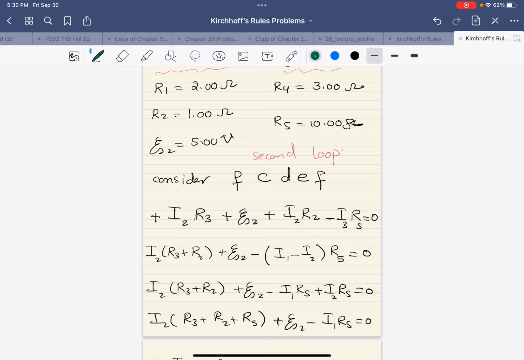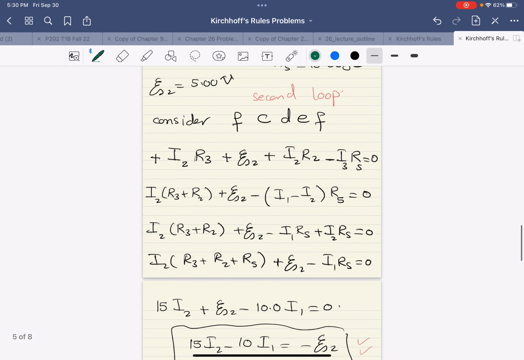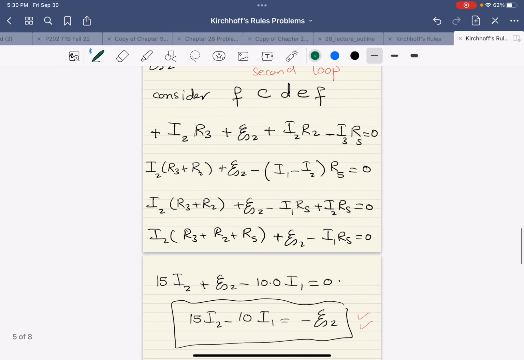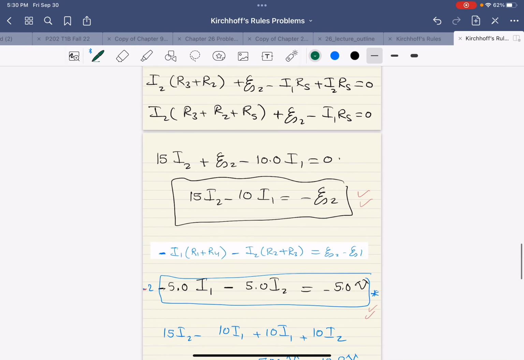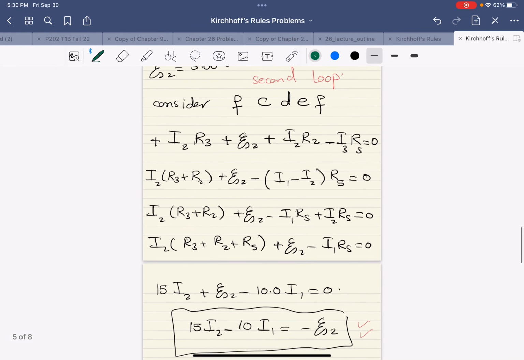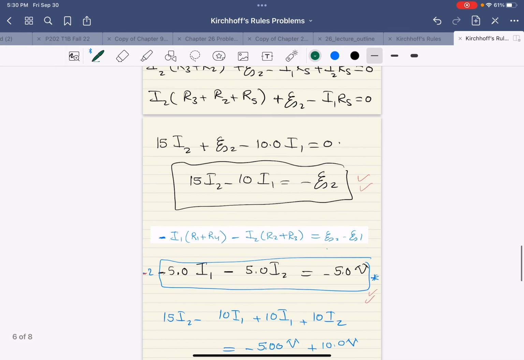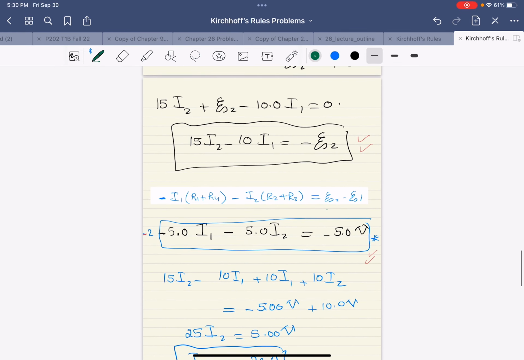Again, I can collect the terms that are the same and factor things. This is algebra here, and then finally I will get this equation for I1 and I2. Also, I have this equation that I derived from loop number 1. Therefore, I will have this second equation here.